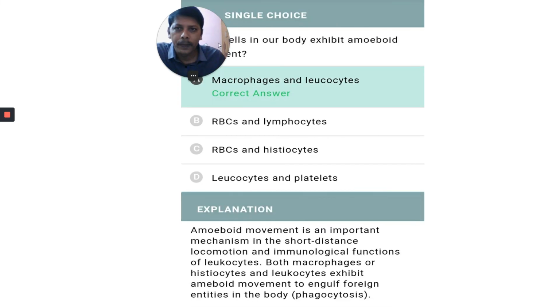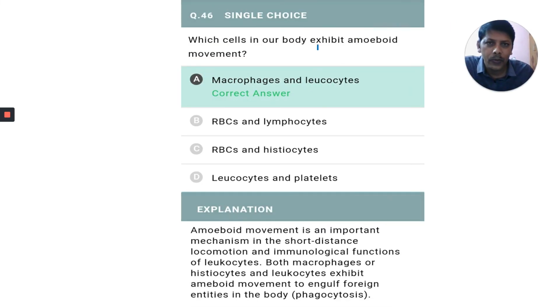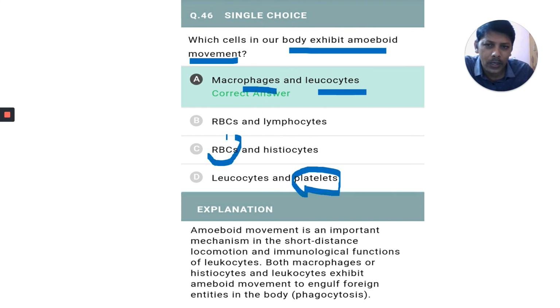Come to the next one. Which cells of our body exhibit amoeboid movement? It is given in the answer, in the first year book, locomotion and reproduction, AP state textbook first year. Amoeboid movement is exhibited by leukocytes. This bit is from the locomotion and reproduction part, and the previous bit is from the structural organization in animals part. Before that one it is nervous tissue, nervous system. Macrophages and leukocytes. You can eliminate platelets and RBC here. They do not show amoeboid movement.